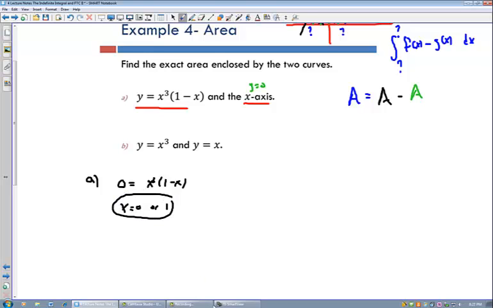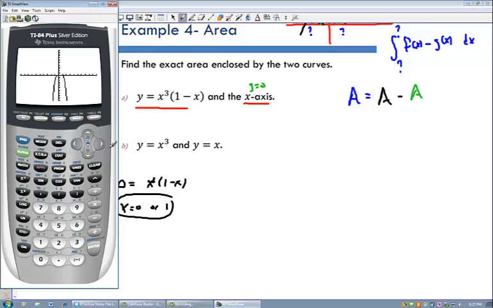This tells me where to look, so on my graph, instead of looking between minus 10 and 10, I'll look between 0 and 1 and zoom fit it, and you should see that the curve meets the x-axis between here. And there it is. All right, so we're trying to find this area in between right here. So let's draw a picture of what I'm trying to do.